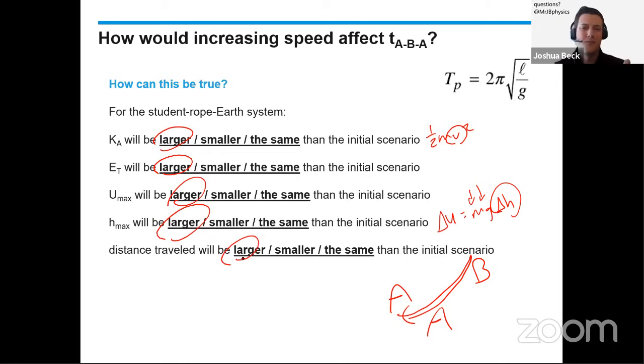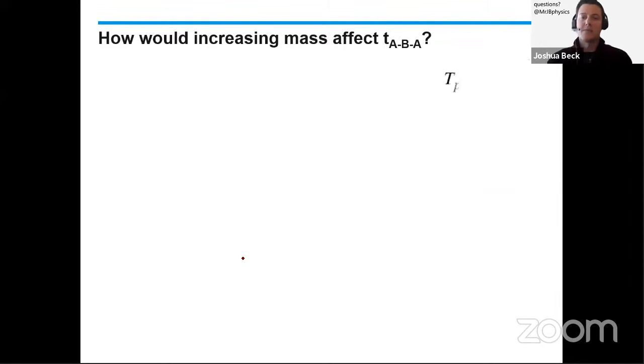Well, so shouldn't it take more time? Well, no, remember that you're moving faster. At any equivalent point, you're going to be moving more quickly. That was the whole thing. This student is running faster. What if I increase the mass? Well, the equation says 2 pi square root of L over g. M is not part of it.